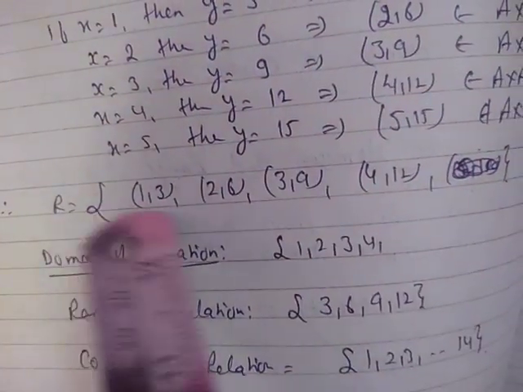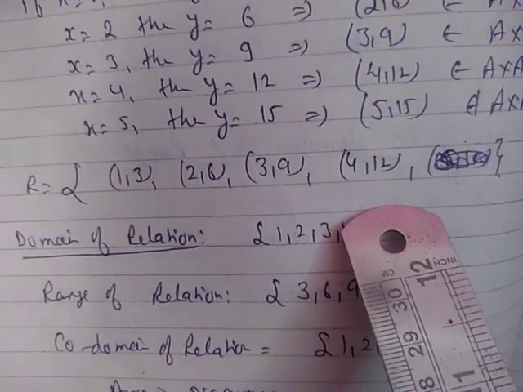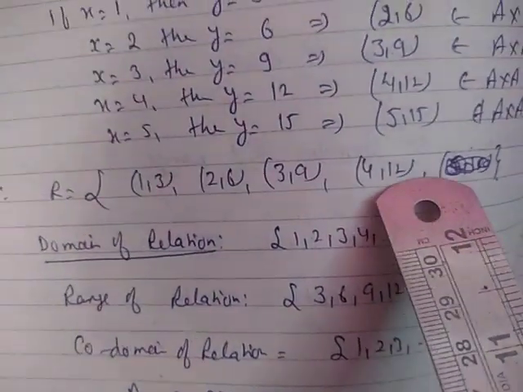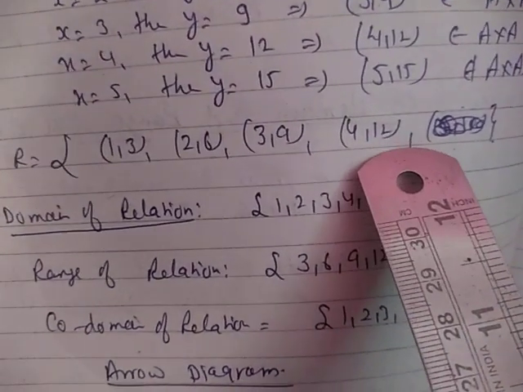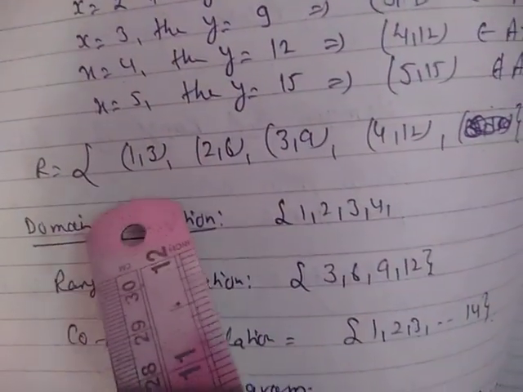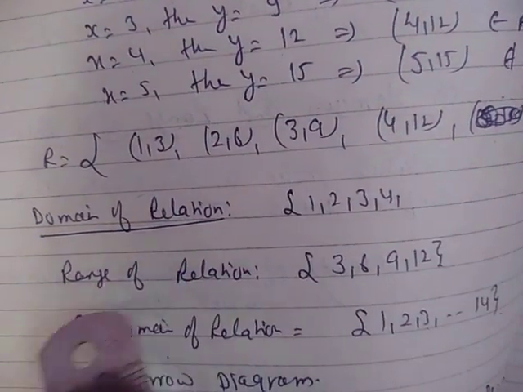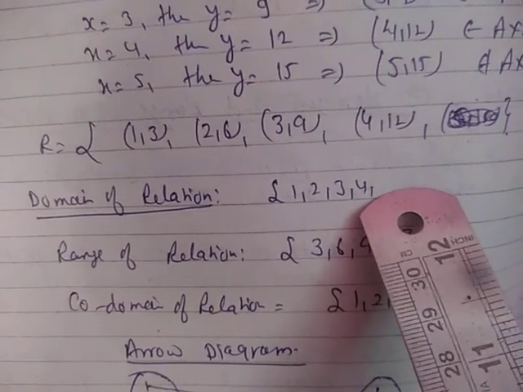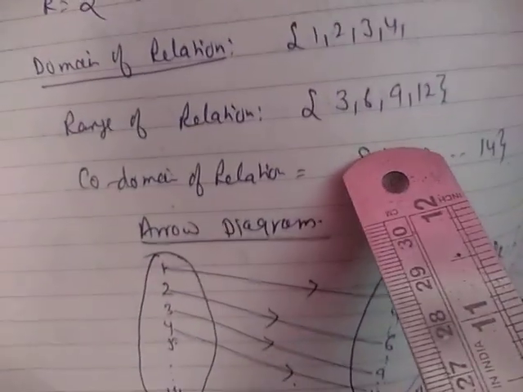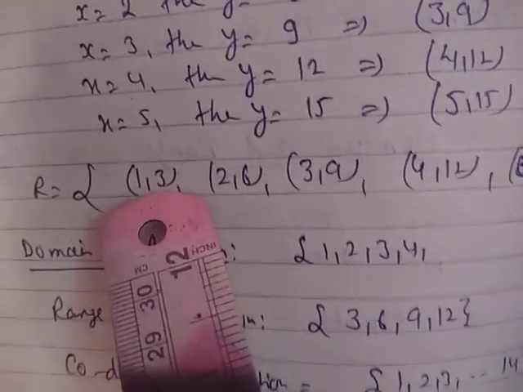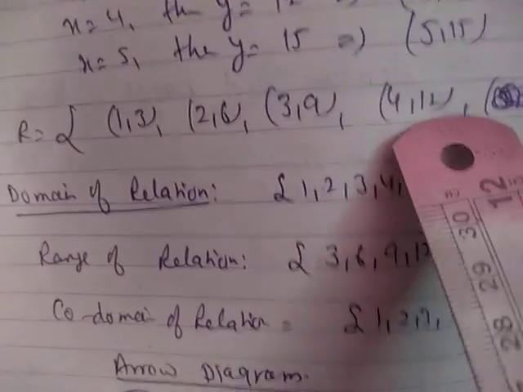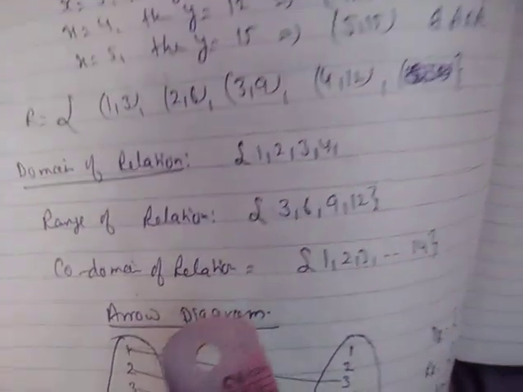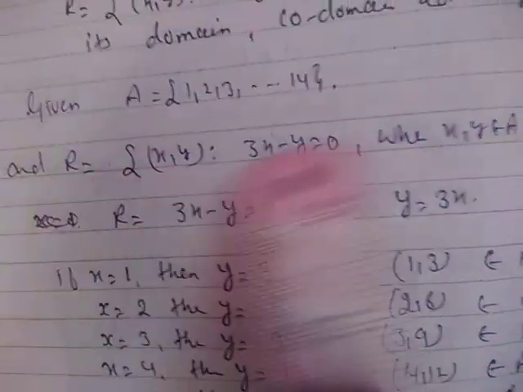Now since this is your relation set, as I told you, the domain is the first element of the ordered pair in relation R. That means {1, 2, 3, 4} is the domain of the relation. It should be in curly braces, children, because it is a set. Range of the relation is {3, 6, 9, 12}. Then what will be the codomain? Codomain is the second set. What is the second set? It is A only. That means the whole 1 to 14 is your codomain.